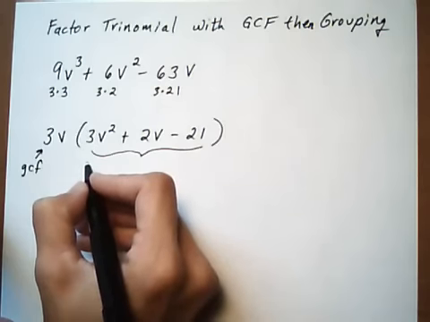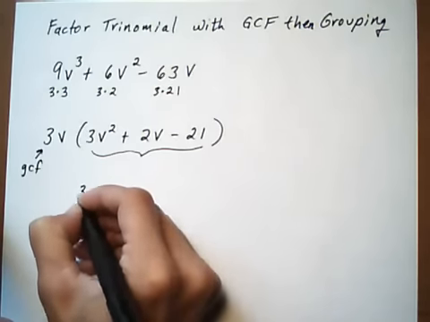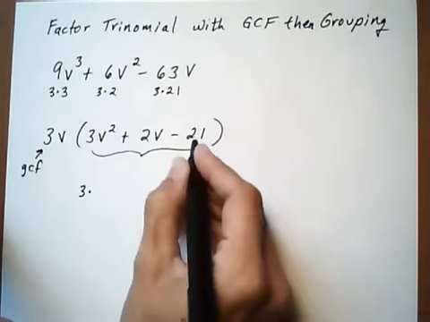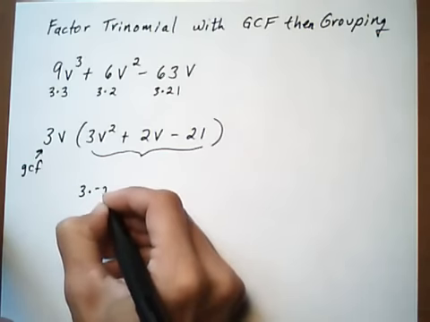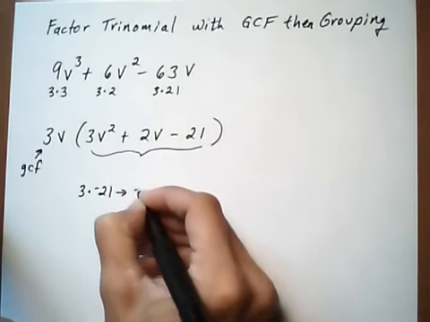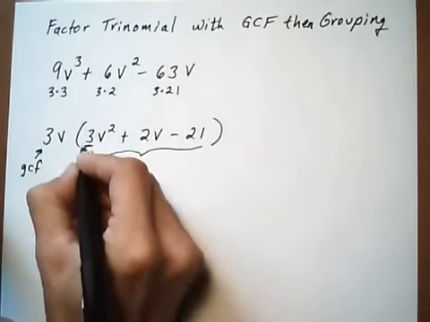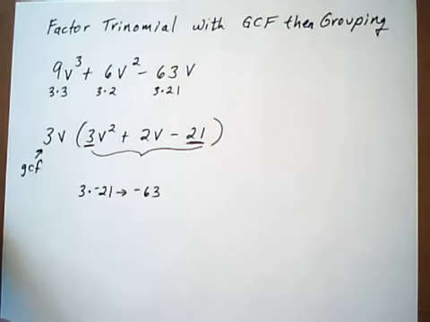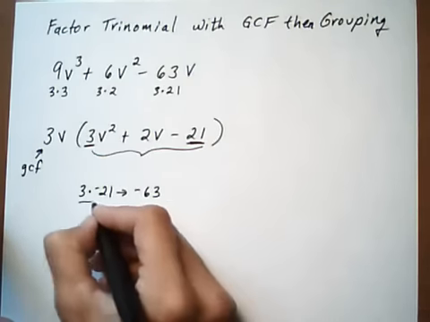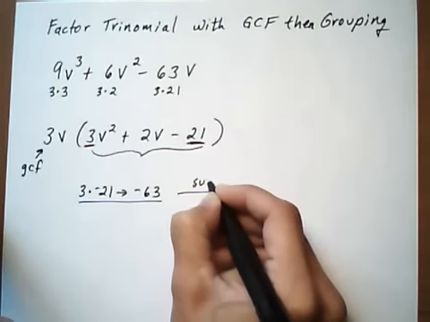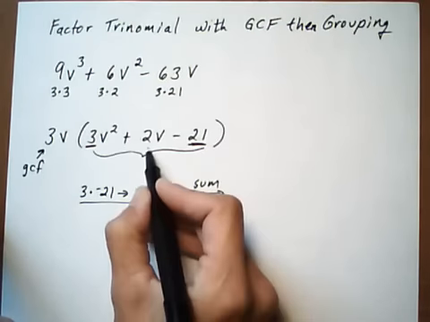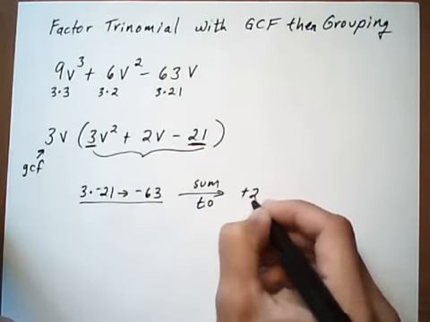Let's take a look at factoring it by grouping, which means take the first term times the last term, which is going to be minus 63. Right? So do A times C. We want to find factors of 63 that sum to the middle term of positive 2.